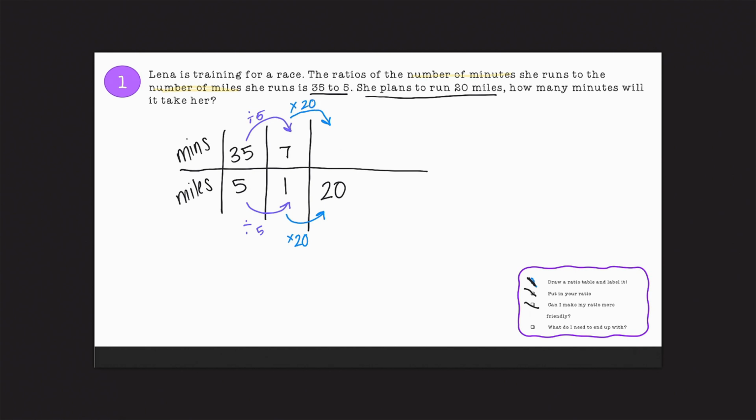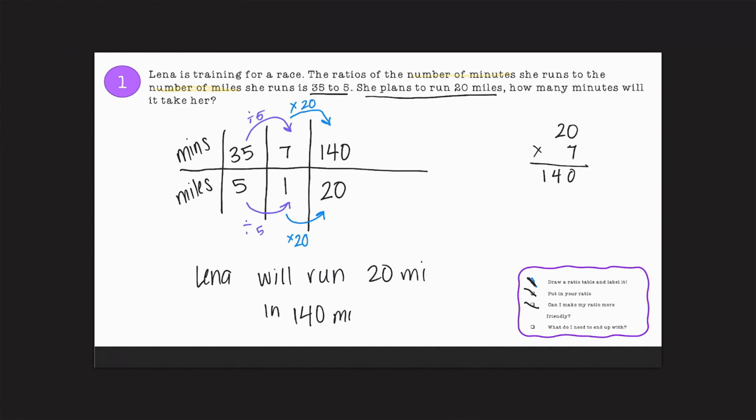Oops, let's do that in a black marker. 14 tens. Okay, if you need to write it out, never feel ashamed that you have to do that. That is totally okay. So 7 times 0 is 0. 7 times 2 is 14. Okay, and so we have our answer. Lena will run 20 miles in 140 minutes. She is a quick lady.